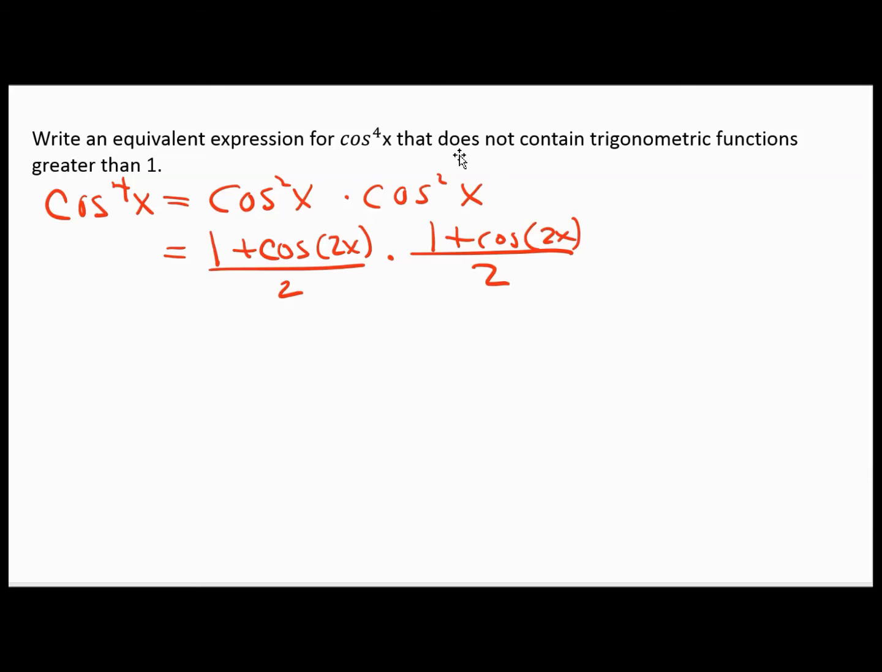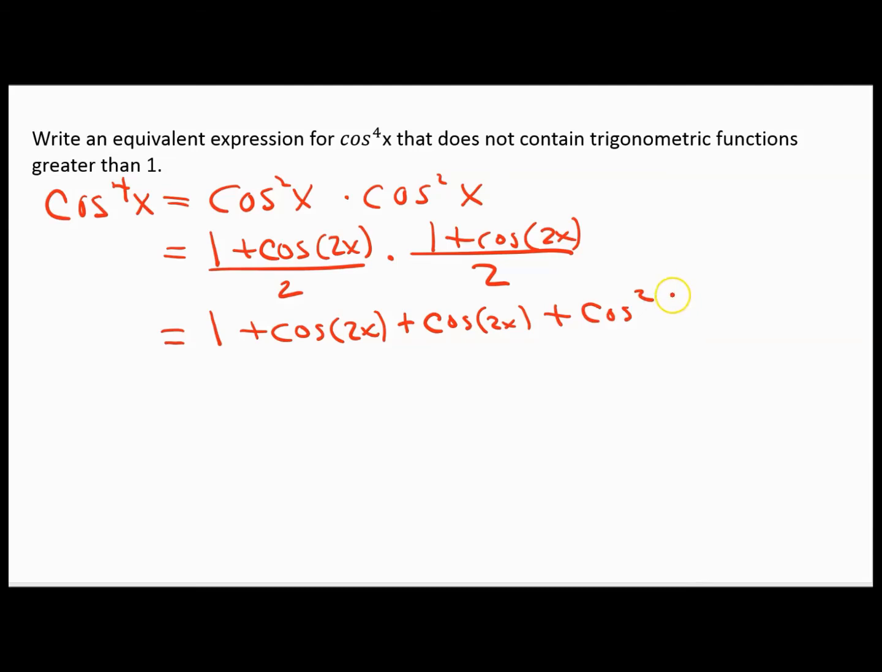So now, didn't we just write cosine to the fourth of x as an expression without a power greater than 1? Well, no, not really, because this is multiplication. I do have a cosine squared in here, because if I simplify this, this is equivalent to 1 times that, plus the cosine of 2x, plus another cosine of 2x, when I multiply that one times that one, plus, and then cosine of 2x times cosine of 2x is cosine squared.